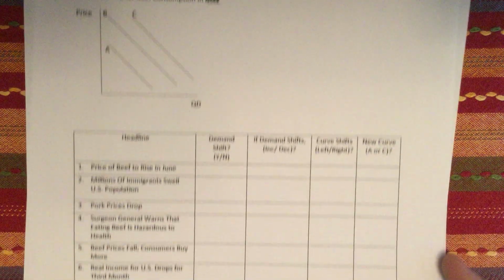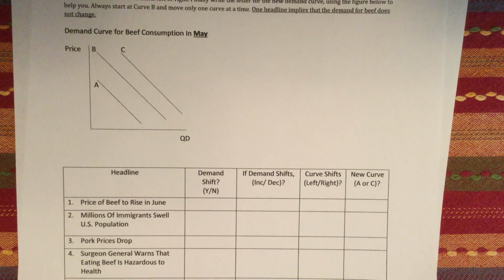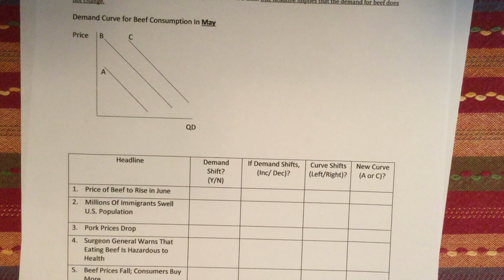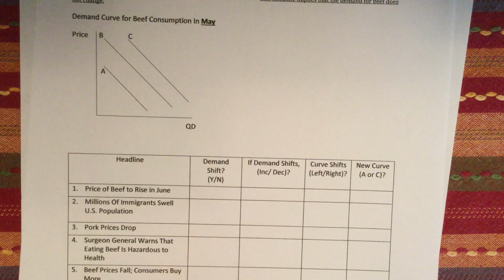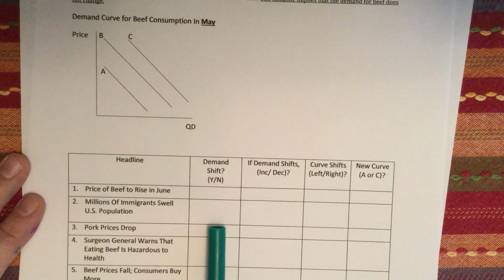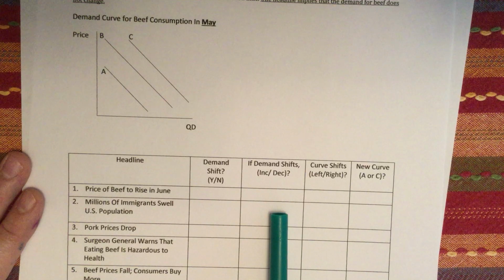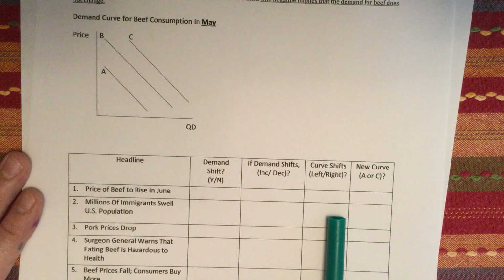Okay, this is the second assignment that I had posted onto Google Classroom. If you read the instructions, you'll know that these are all headlines in which you're determining whether or not they're going to affect the demand shift. Is it going to cause a change in demand? Is it going to increase or decrease? Is it going to shift to the right or to the left?